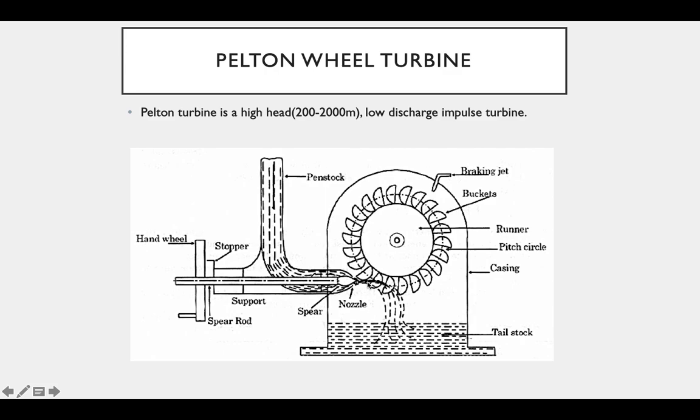The fluid comes and hits the runner vanes, and the kinetic energy of the fluid will be converted to mechanical output. The runner vane moves, the runner rotates, and the mechanical output will be produced. After this, the water flows down and reaches the tailrace. So this is the basic working of a Pelton wheel turbine.